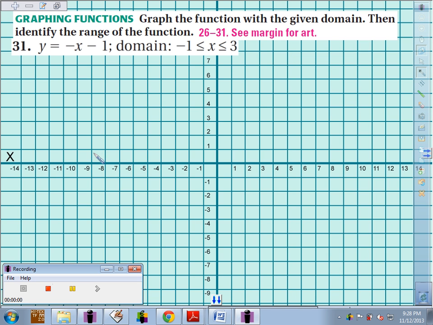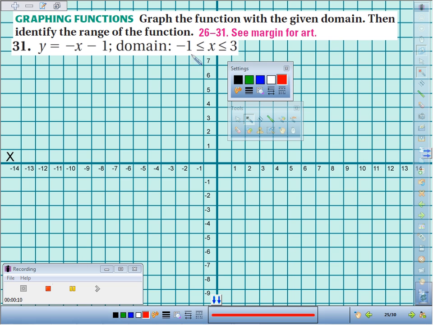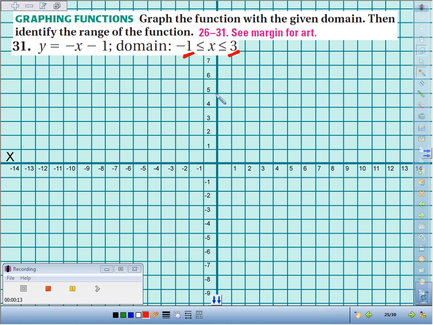Number 31, we're supposed to graph the function y equals negative x minus 1 with the given domain, negative 1 less than or equal to x less than or equal to 3. This is a special domain where it stops at 2 points, when x is negative 1 and when x is 3. So anytime we have a graph that stops at 2 points, we're going to create a line segment. So there won't be any arrows in this one.